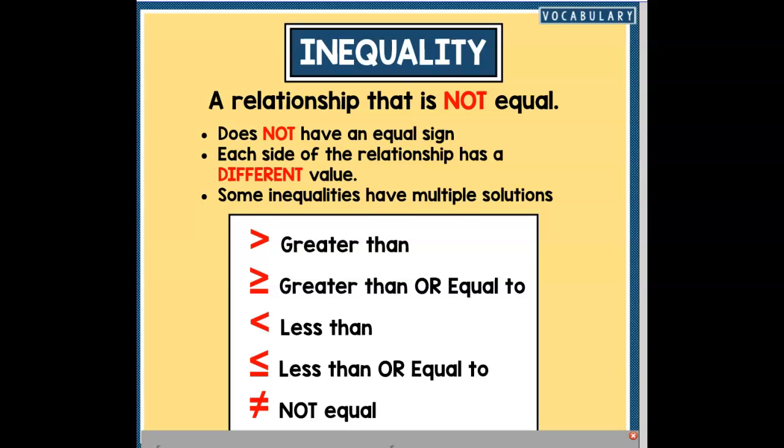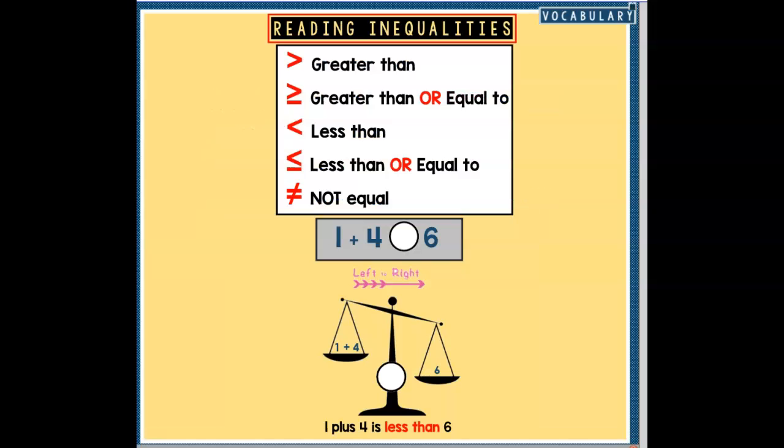We usually can draw them correctly, but it's important that we also read them correctly, and that's what we're going to practice today. Okay, so let's look at this first example here. We have 1 plus 4 is something to 6. We have to choose the inequality symbol that goes in it.